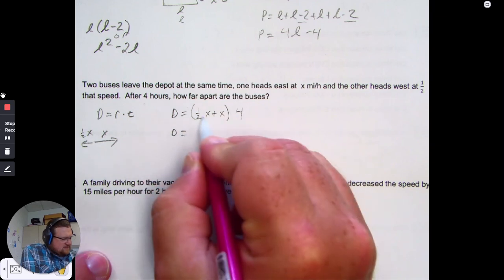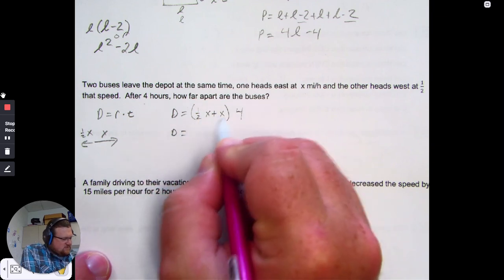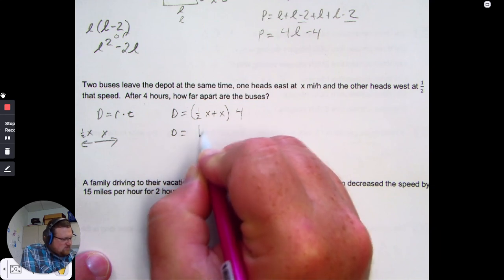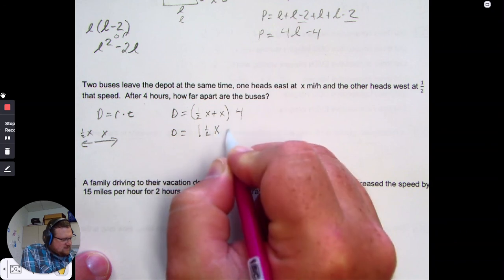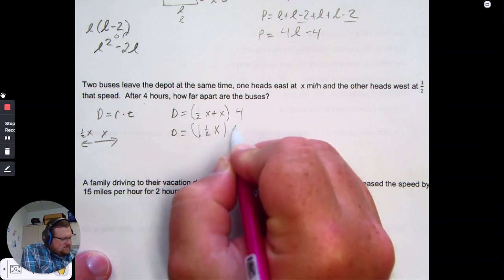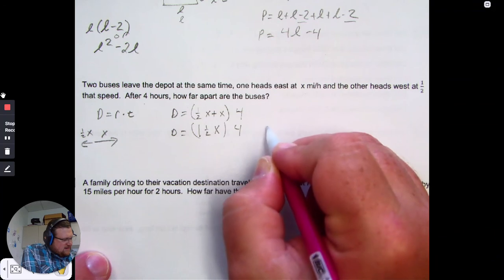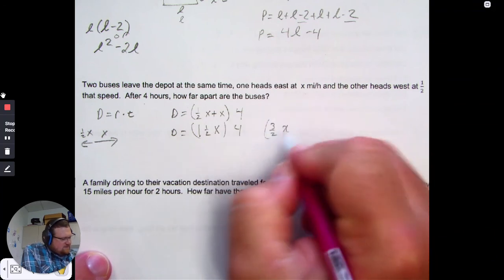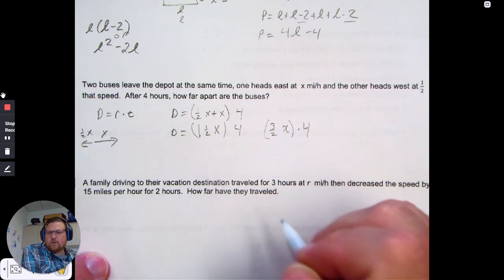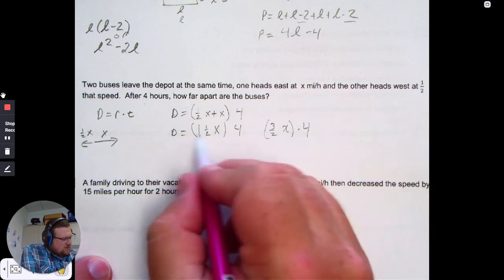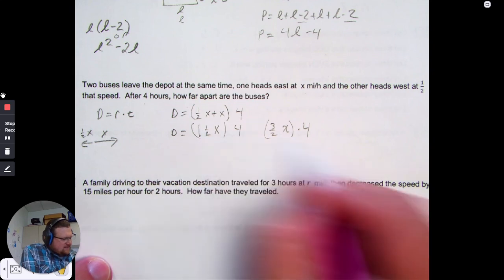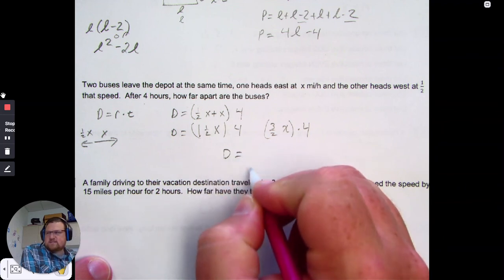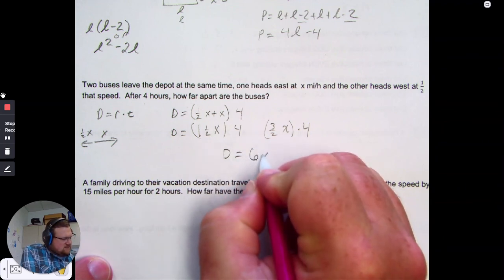So my distance equals, well, if you have 1/2 plus 1, that gives me 1 and 1/2 X times 4. This could also be written out as 3/2 X times 4. So then if we multiply that out, 1/2 times 4 or 3/2 times 4, you get the same answer either way. Your distance equals 6X.